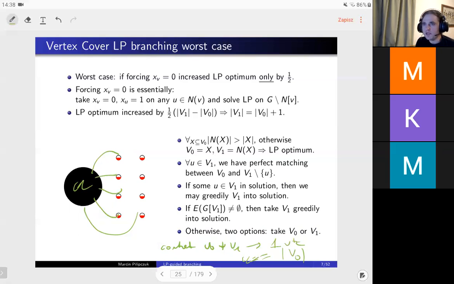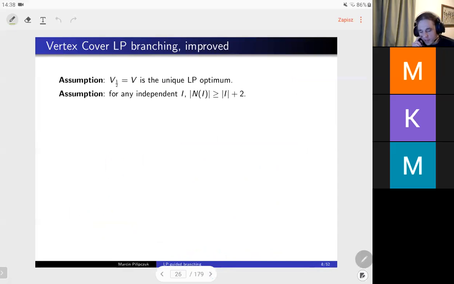So whenever we have this branching, and in the case where we force xv equals 0, we decrease the LP only by half. That means that instead of branching, we could have used the reduction. So we can get this assumption that whenever there's an independent set, the size of the neighborhood is at least twice larger, because if we encounter a one-larger neighborhood, we can do a reduction. Which means that this worst-case branching cannot happen.